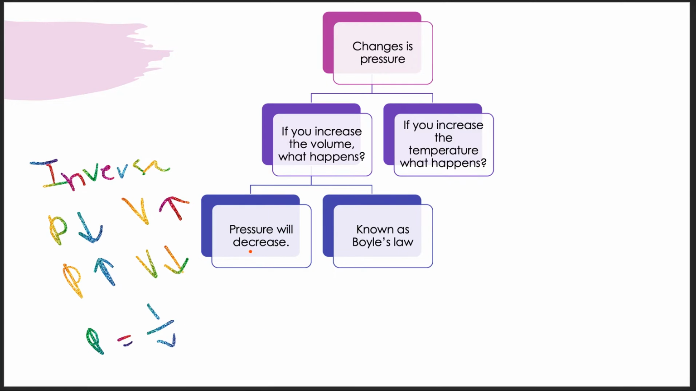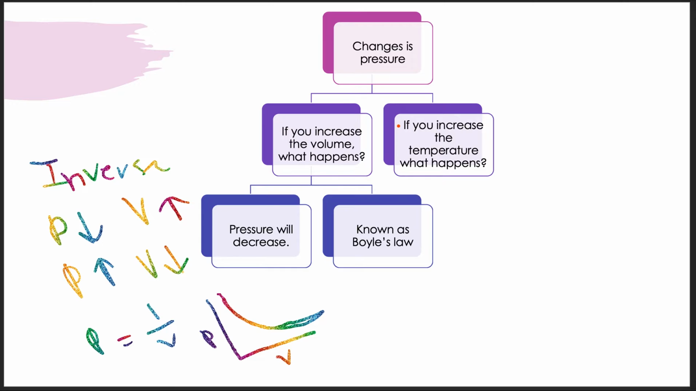Okay, if we were to do a graph where this is pressure and this is volume, okay, as pressure increases, volume is going to decrease. And if you guys know, when you draw an inverse, it's going to look something like this, okay? And this is known as Boyle's law. He was the scientist who discussed this or discovered this.